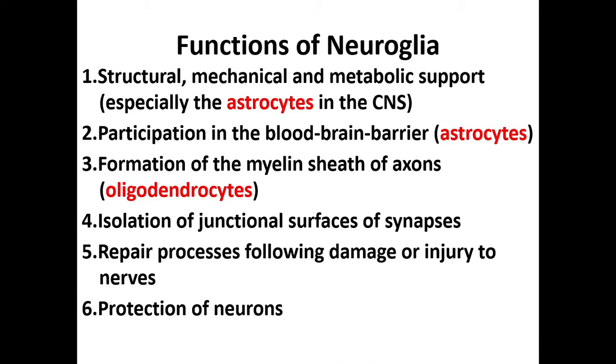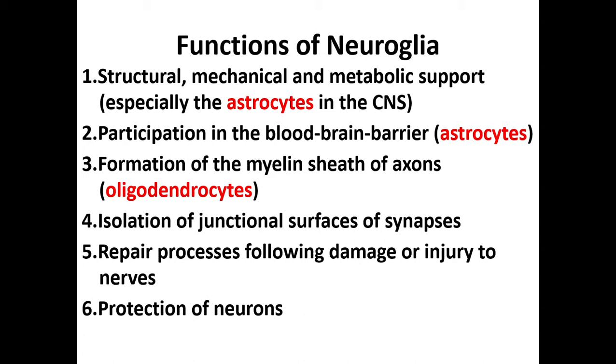Then we have the formation of the myelin sheath of axons. So these are functioned by the oligodendrocytes wrapping around the axon, serving as a myelin sheath. Then we have isolation of junctional surfaces of synapses. So at the end of the axon, we have the terminal button, which is associated with the synapse, wherein it carries or transfers the information from the nerve cell to the receptor cell.